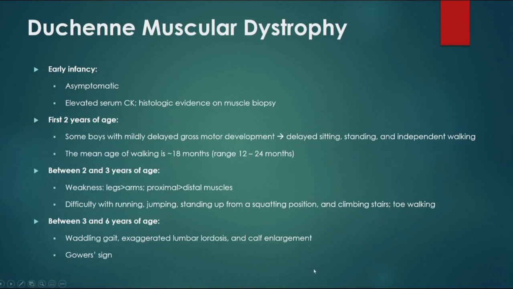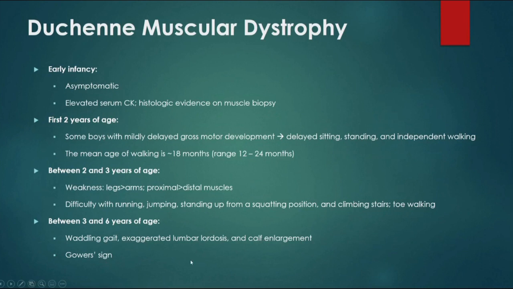This calf enlargement is initially because of true hypertrophy of the muscle, because muscle is trying to regenerate. However, later on, the muscle is replaced by fat and fibrotic tissue, so that is called pseudo-hypertrophy. So initially it is true hypertrophy, later on it is pseudo-hypertrophy. And not only calf, but some other muscles are also involved in this enlargement.